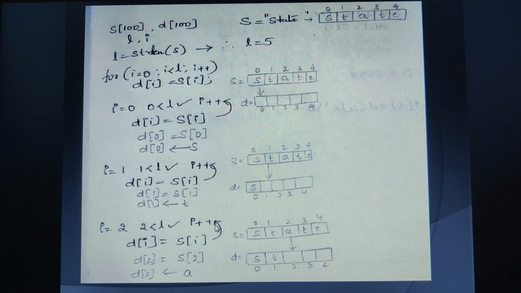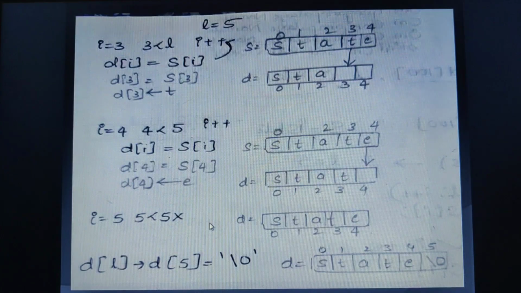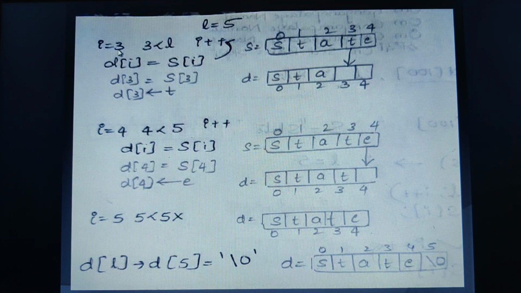Again I gets incremented. Once I gets incremented, I is equal to 3, 3 is less than 5. Yes, the condition is true. Then what content is there in s of 3? Move it into d of 3 and I gets incremented. Similarly, I is equal to 4, 4 is less than 5. So what value is there in s of 4? Move it into d of 4.